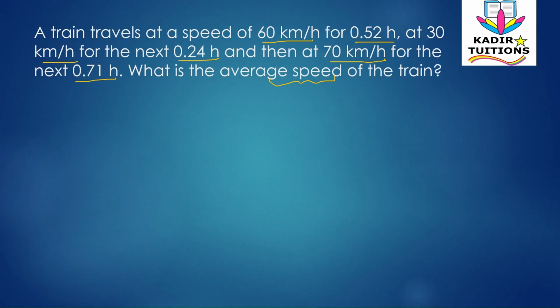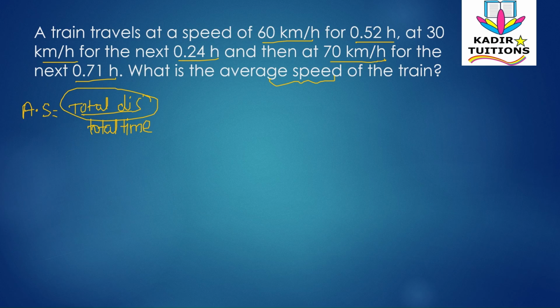So what is average speed actually? Average speed is equal to total distance by total time taken, right? So we have the time taken, but we don't have the distance. But the speed is given for each duration, so it is very easy to find the distance. We know the formula, speed equal to distance by time. In this, speed is given and the time is given. So how can I find the distance? S equal to V into T. If we multiply the speed and time duration, we will get the distance traveled.